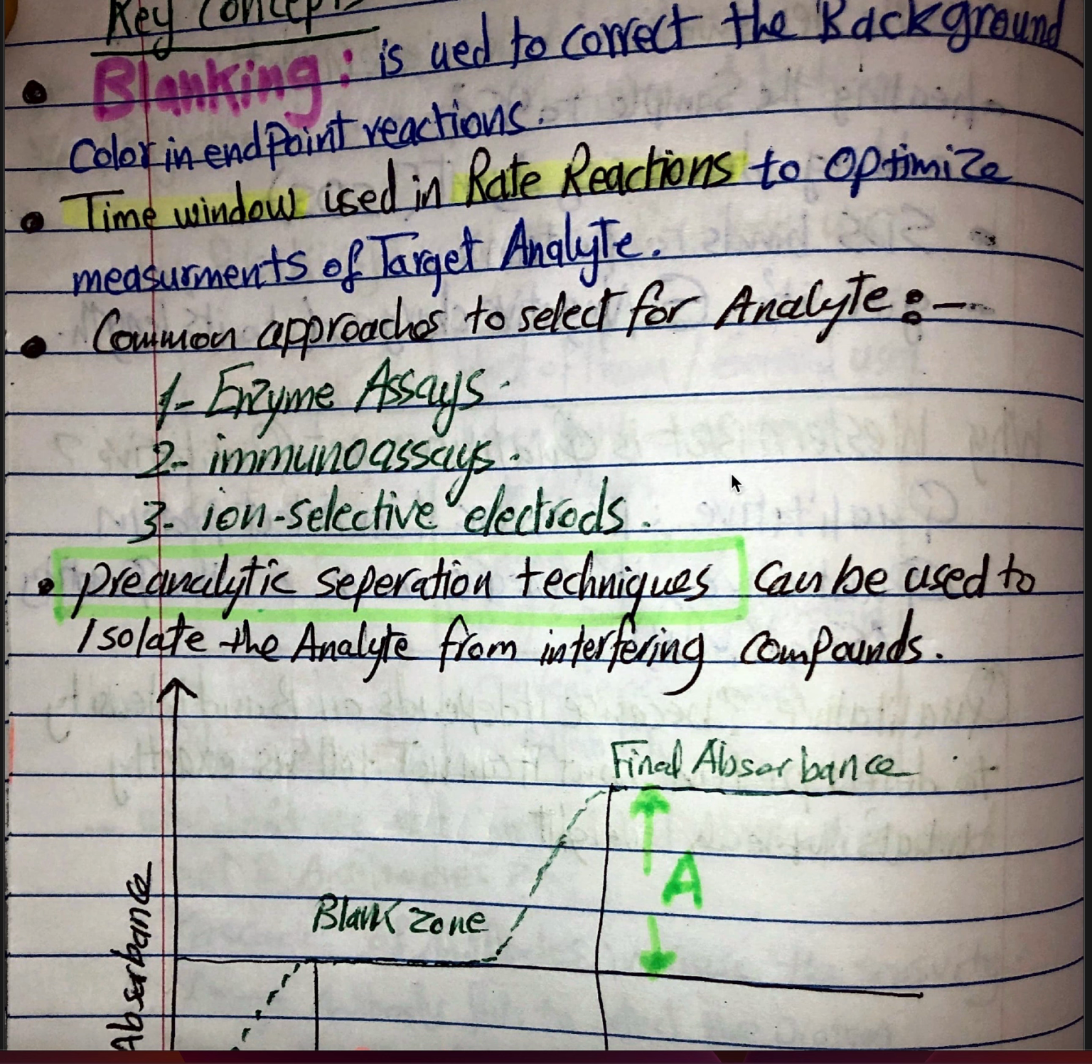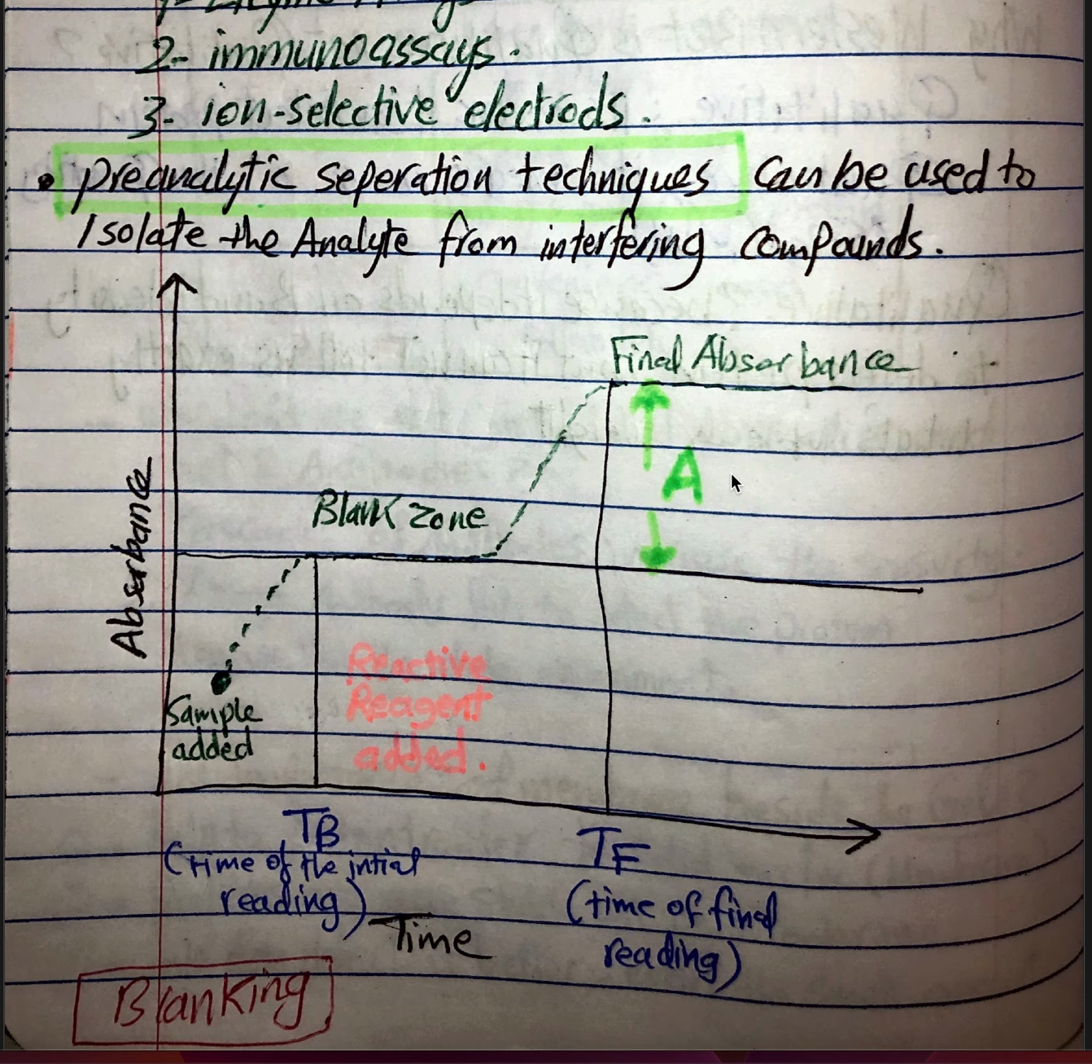Pre-analytic separation techniques can be used to isolate the analyte from the interfering compounds, because it's so important, like when we do the blanking. We use some techniques to separate the analyte from the interfering compounds, and we do it before the analysis, which is why it's called pre-analytic.